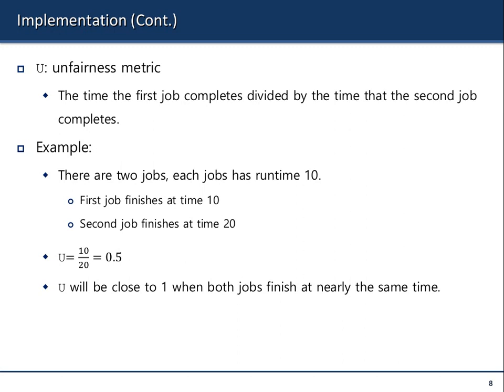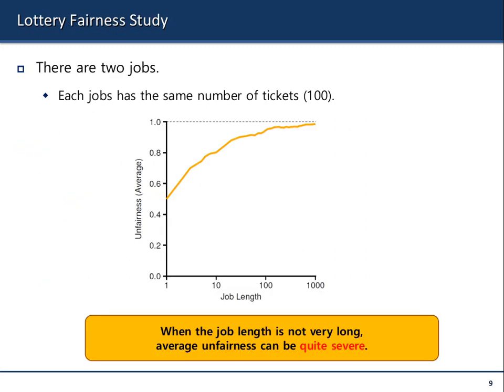The time the first job completes divided by the time that the second job completes. So, your goal here actually is to make this one. You will be close to one when both jobs finish at nearly the same time. So, given those values, you can define this unfairness metric. And this one here is a simple simulation given those parameters.